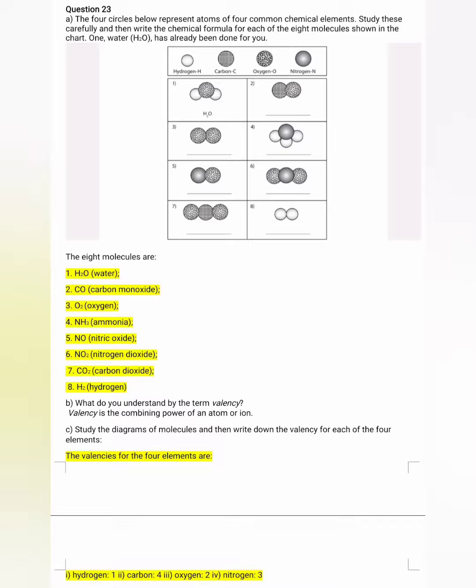What do you understand by the term valency? Valency is the combining power. The valency of atoms differs. The valency of hydrogen is 1, the valency of carbon is 4, the valency of oxygen is 2, the valency of nitrogen is 3. It means that hydrogen always makes 1 bond, carbon always makes 4 bonds, oxygen makes 2 bonds, and nitrogen always makes 3 bonds. So combining power or valency is very important in bond formation.